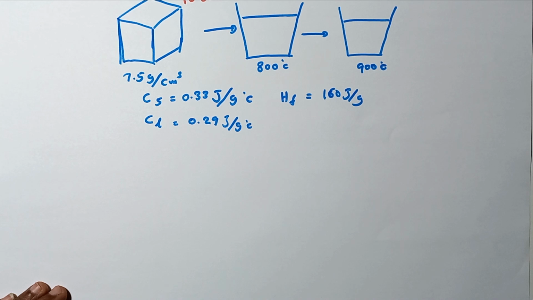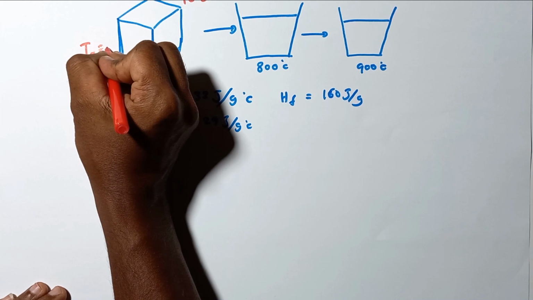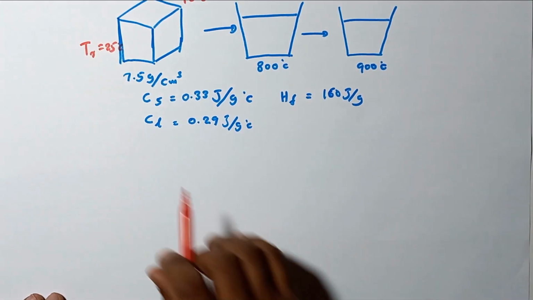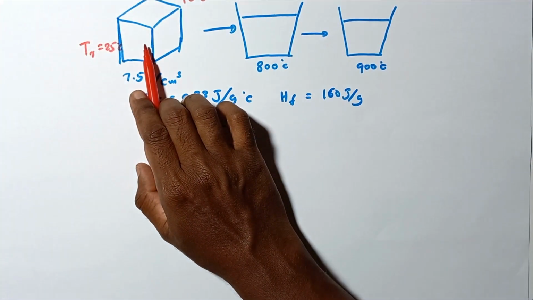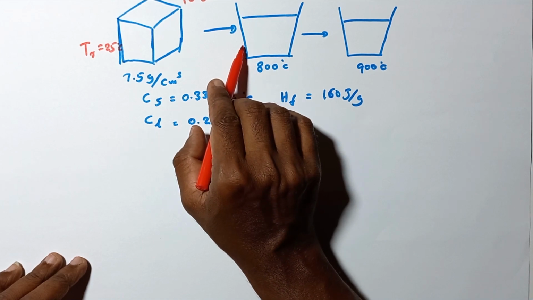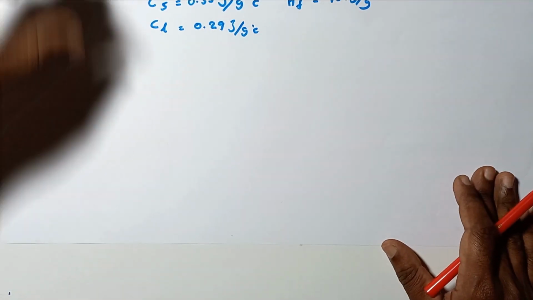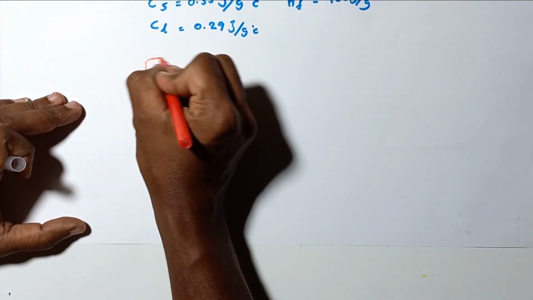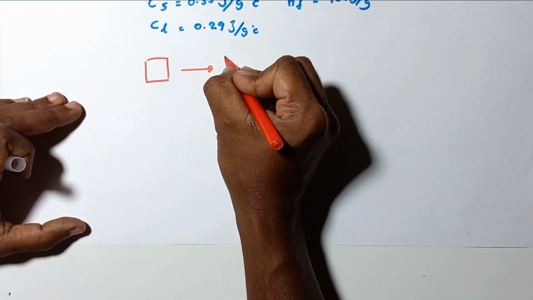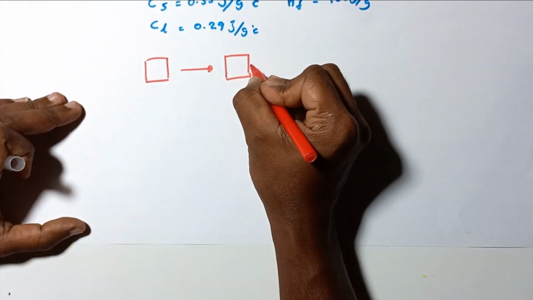Okay, so then this is at room temperature. Room temperature is not given in this problem, so let's take TR, room temperature, as 25 Celsius. So this is the solid at 25 Celsius. Let me draw the picture again. This is the cube. It has to be heated to an 800 Celsius temperature. This solid is still solid.